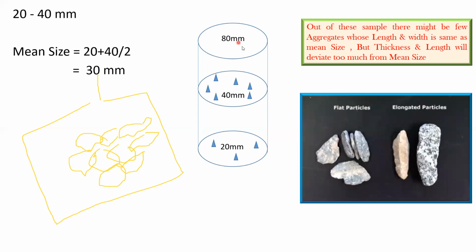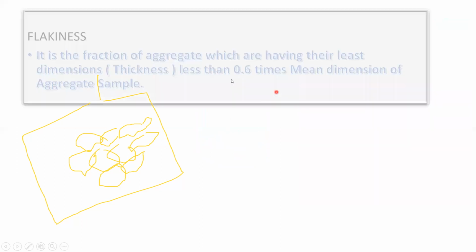Let us say I've taken 80, 40 and 20 mm sieves, and I've tried to pass them. As a result, a few will be retained on 40 mm, a few will be retained on 20 mm. That is why I've written 20 and 40 here. To put it in a better way, I've shown it here, right? So what exactly is this flakiness index?